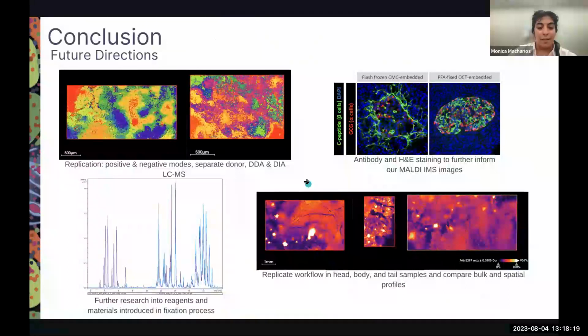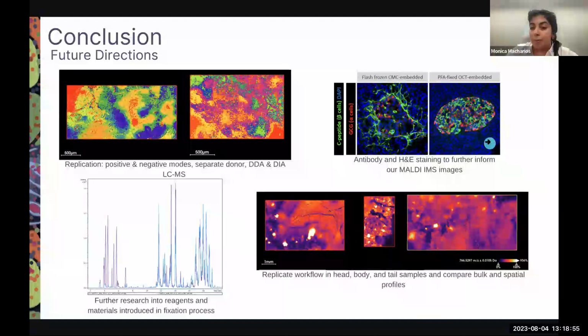So in conclusion, the data that we collected thus far shows that there is a difference regarding protein identification when comparing fresh frozen and PFA fixed tissue. However, with our lipidomics workflow, there was little difference in our lipids identified, and the differences were in intensity and potentially distribution. Some future directions that we could do would be to replicate this experiment with the same donor and perhaps a different donor just to validate our results.